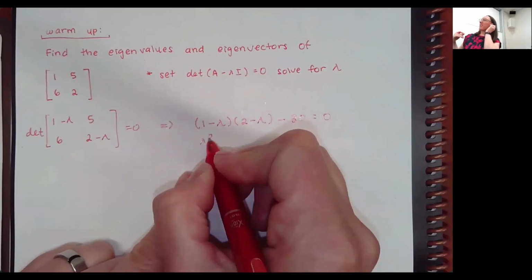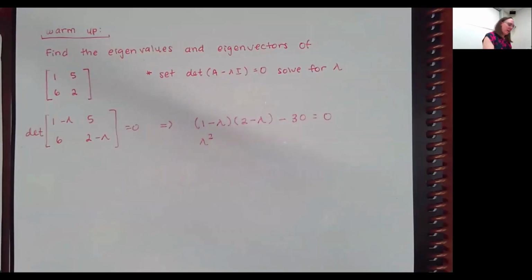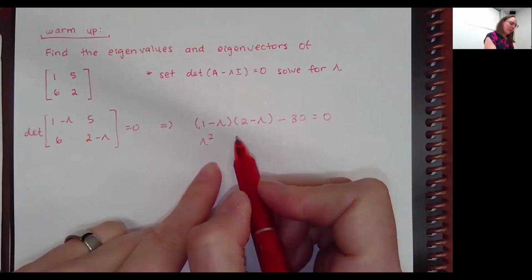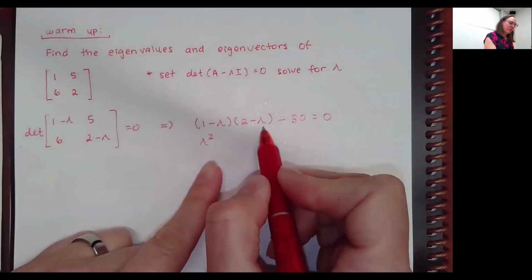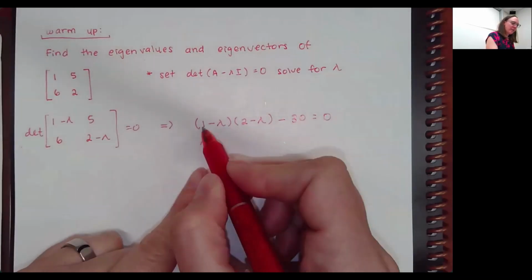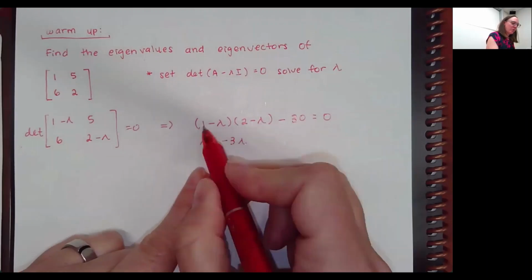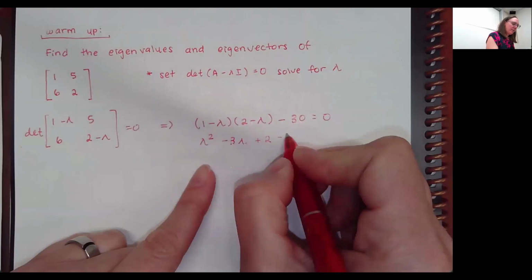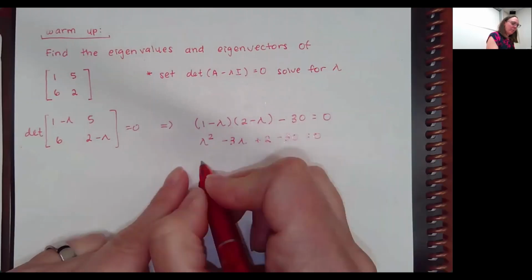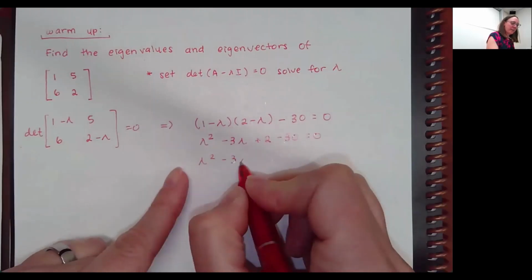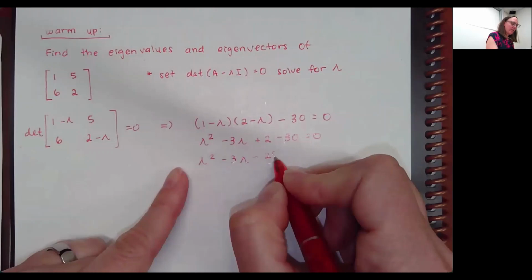So if I multiply all of that stuff out, I think I'm going to end up with a positive lambda squared, a negative 2 lambda, and another negative 1, so negative 3 lambda, and then plus 2 minus 30. So lambda squared minus 3 lambda minus 28 is equal to 0.